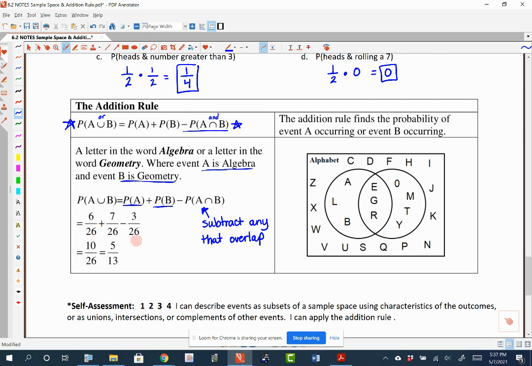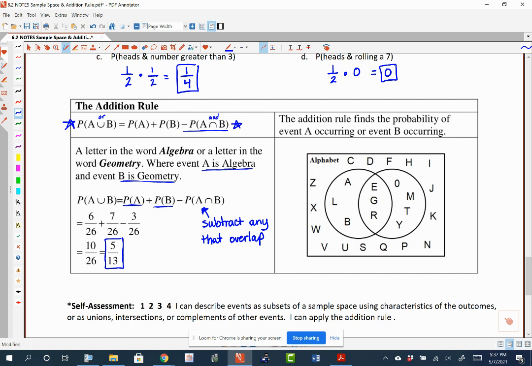So when we have a common denominator, we can add and subtract numerators. So 6 plus 7, so 13, minus the 3 gave us 10. 10 over 26, we'll always simplify these ratios if we can. And we end up with the probability of 5/13. So the probability of these two words, algebra and geometry, all the possibilities, there's 5 out of 13.